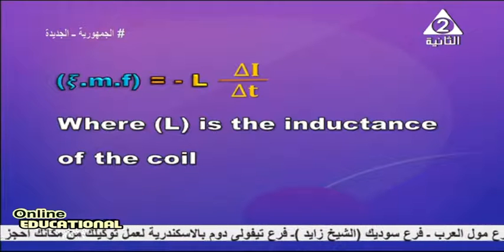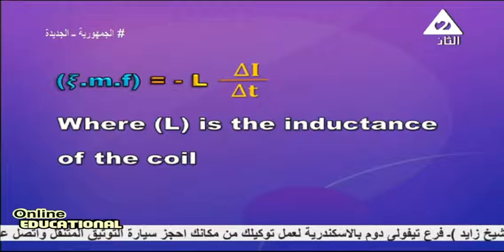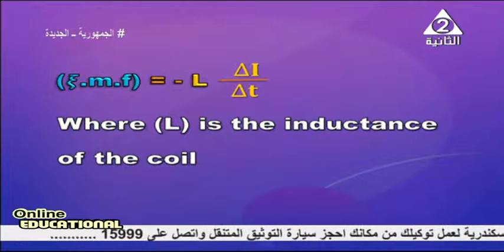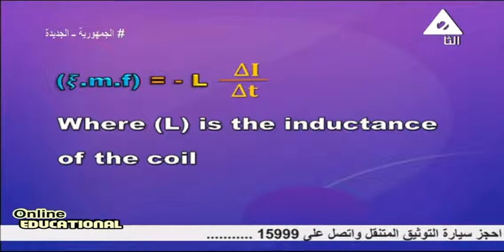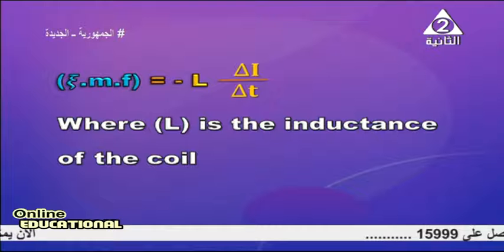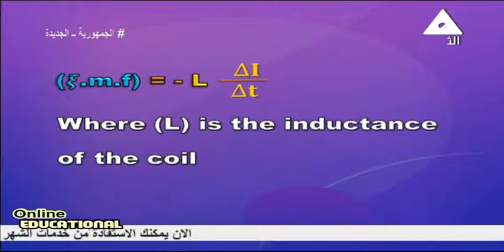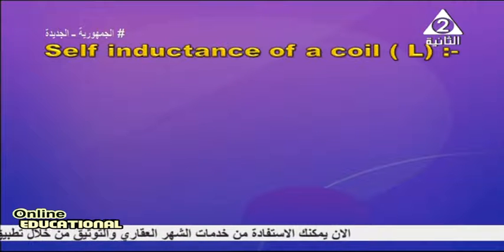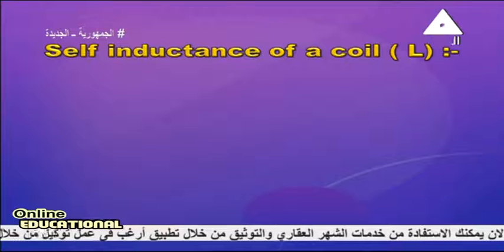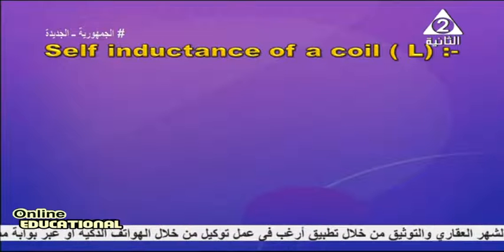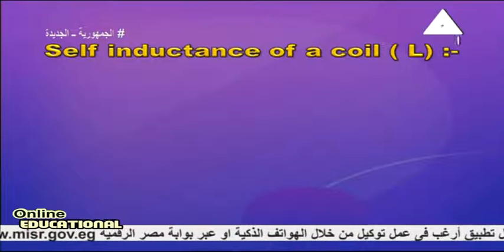EMF equals negative L delta I over delta T, where L is the inductance of the coil, so we can say volt equals Henry ampere per second. Okay, so first of all, what about self-inductance of a coil? We want to define the self-inductance of the coil.